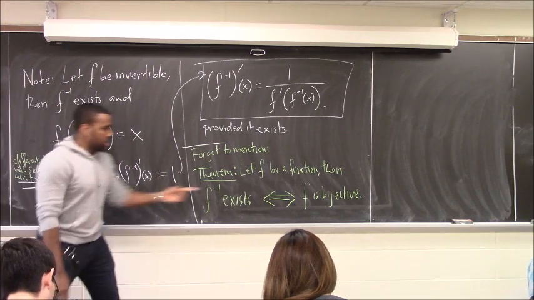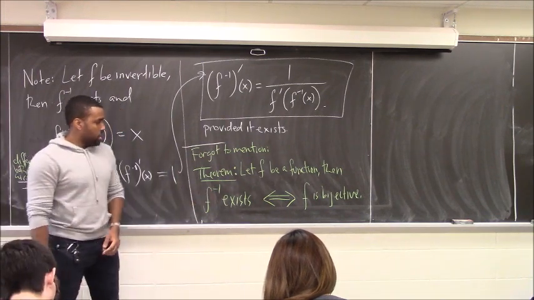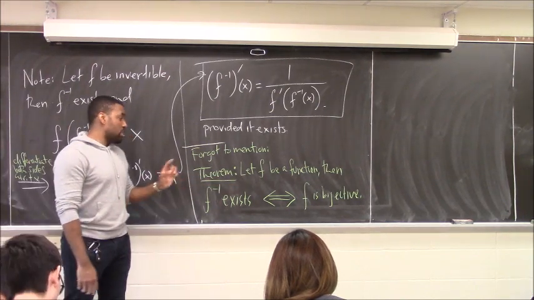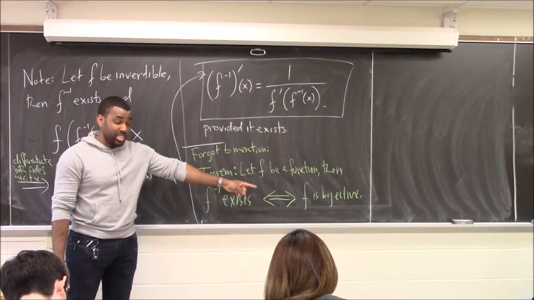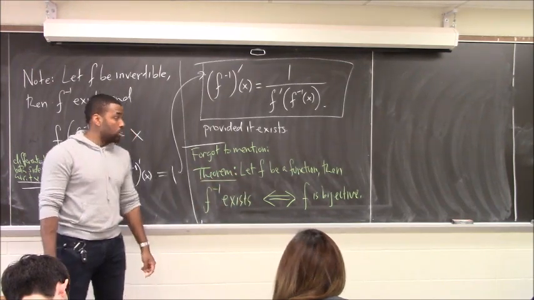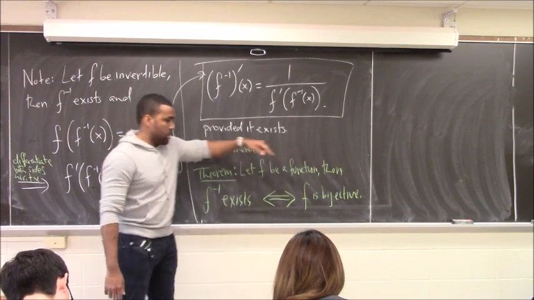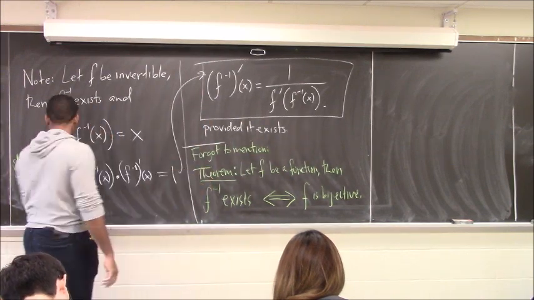And this also says, because the arrow goes in both ways, that if either one of these is false, then the other one is false. So if you know the inverse doesn't exist, it means your function is either not one-to-one or it's not onto. And if your function is not one-to-one or not onto, then the inverse does not exist.